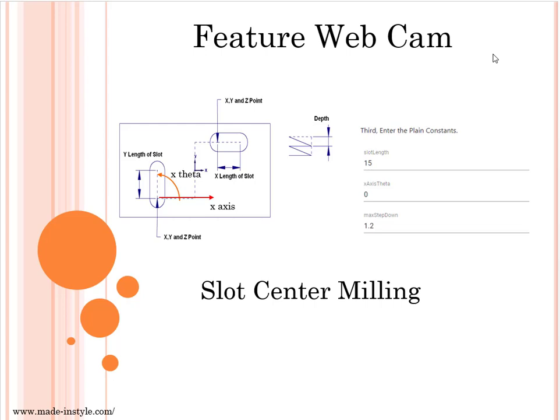In this lecture, we're going to talk about slot center milling options. You can see there are three options here, including slot length and x-axis theta, and maximum step down. We can see the maximum step down here, and we can also see the slot length here. This is my slot length according to my x theta degree.